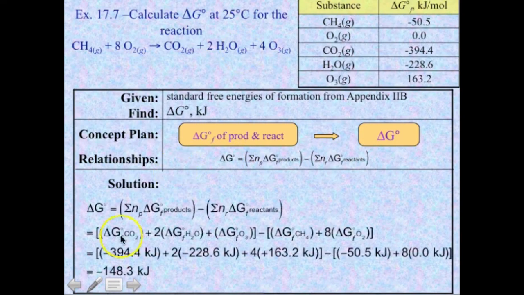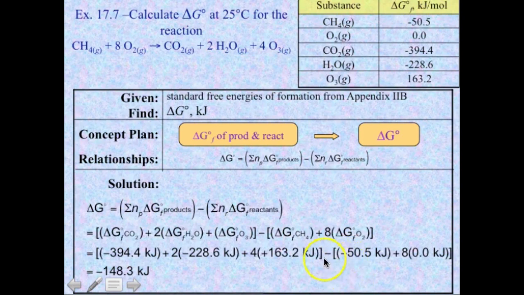So here we go. We start with the product side, change in free energy of carbon dioxide. It's 1 mole, so we take it right from the table, minus 394.4 kilojoules. And we add to that the free energy of water, minus 228.6 kilojoules, times 2, because we have 2 moles of it. And we add to that the free energy change of the ozone, but we have 4 moles of the ozone, so it's 4 times the standard free energy of ozone, 163.2. So that is the sum of the free energies of the products.